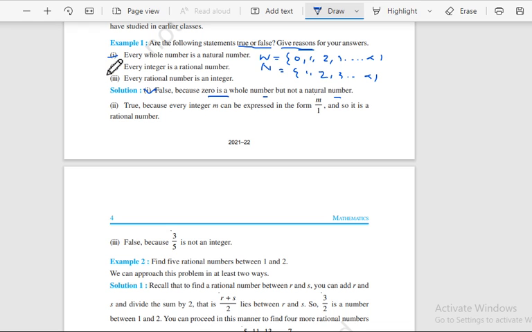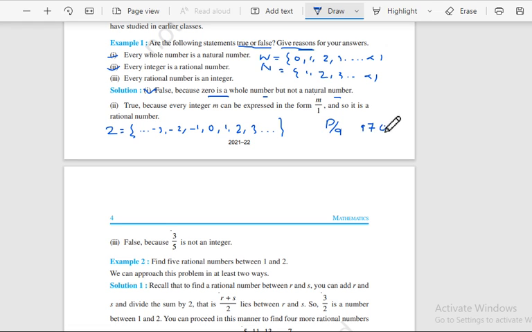Now let us go to question number 2. Every integer is a rational number. The definition of integers, written as Z, is ... -3, -2, -1, 0, 1, 2, 3 ... up to infinity. Now, every integer is a rational number. A rational number is a number that can be represented as p by q, where p and q are integers and q is not equal to 0.